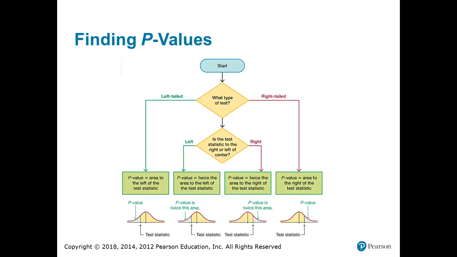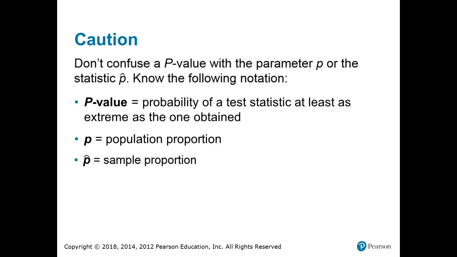Finding the p-values, here is a little flow chart to help you do that. So start here, follow the test here, and just look at your conclusions over here. If your p-value is lower than your test statistic, you have this condition, and so on and so forth. So follow that flow chart as well. A little note, don't confuse the p-value with the parameter p or the statistic p hat. Just know the difference. P-value is the probability of a test statistic at least as extreme. P is the population proportion. P hat is the sample proportion.